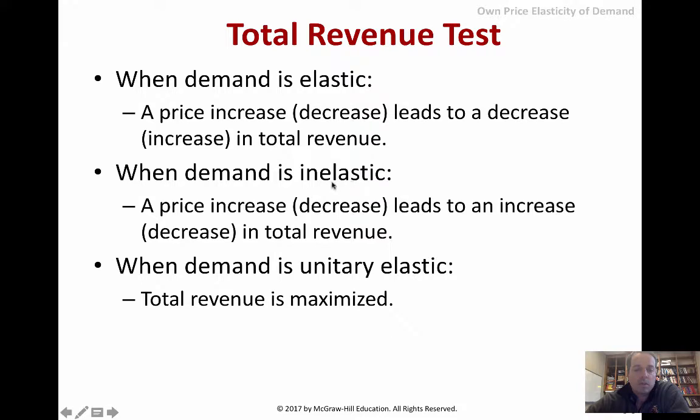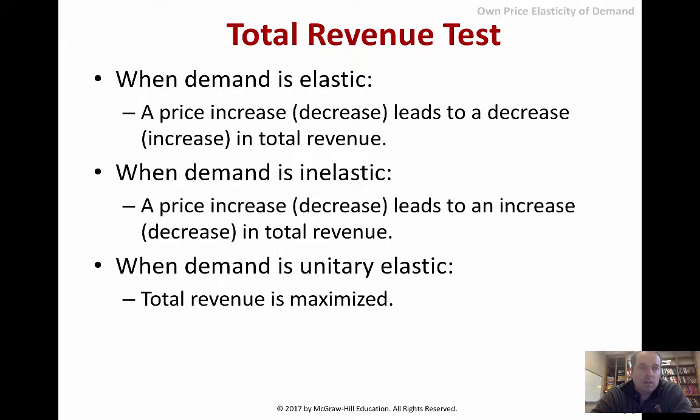Let me go to inelastic. I think that one's a little bit cleaner to think about. So if demand is inelastic, again, you can substitute in the word inflexible. So if it's a necessity in some respect, or could be, well, then a price increase leads to an increase in total revenue. Why?